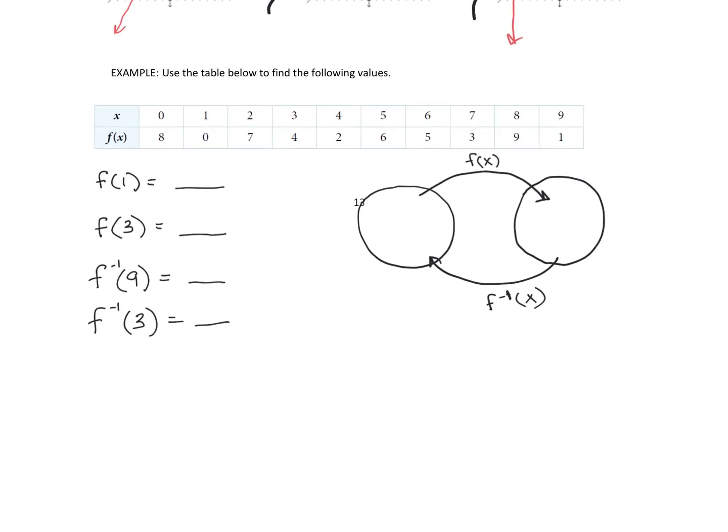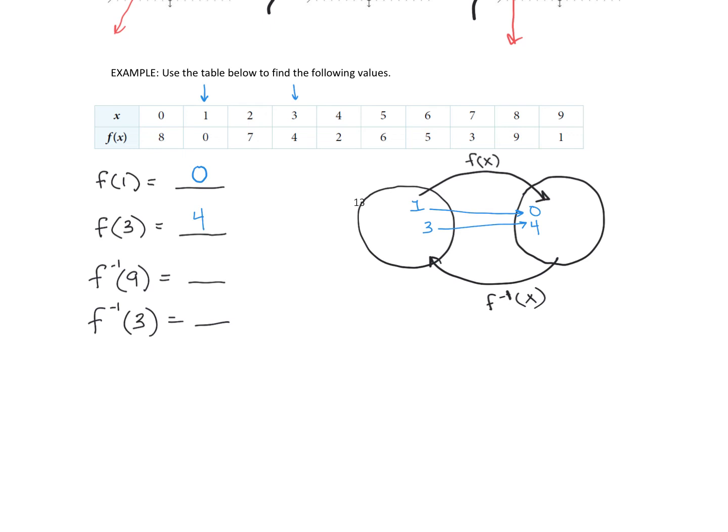Can we use a table to find not only function values, but also inverse function values? So here we have a table that has x values, those are our inputs, and f of x values are outputs. And we would like to know what is the function value at 1. So here's my x value of 1, and I can see that the function value at 1 is 0. So if x is 1, y is 0. The function value at 3 is going to be a 4.